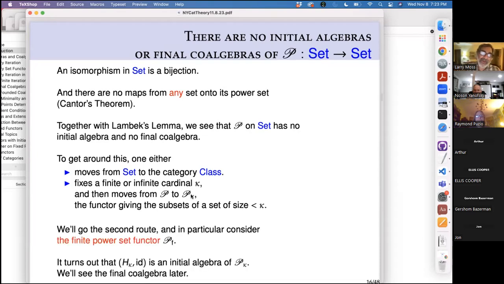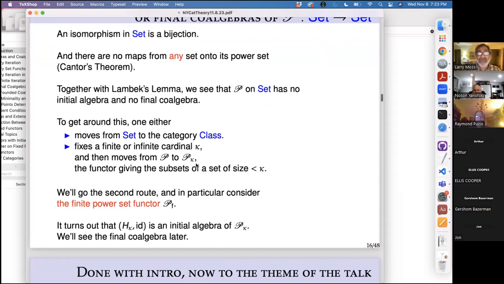That cuts the functor P down to P sub kappa. If you take the cardinal kappa to be omega, that is, aleph 0, the first infinite cardinal, you get the finite power set functor. That's going to be one of the main things I talk about today. It takes every set to the set of its finite subsets. If you know some set theory, the set H kappa, the sets of hereditary cardinality less than kappa, is the initial algebra of P kappa. The final coalgebra is harder to describe, but I'll get to it later today.